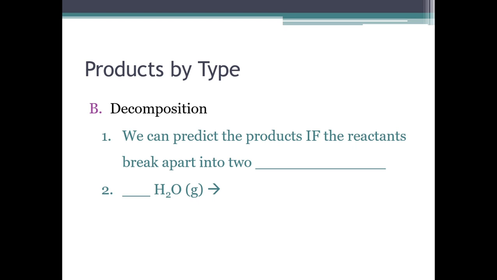Decomposition, pretty much the exact same, just the opposite. We can predict the products if the reactants break apart into 2 elements. So here we've got H2O. It's a compound. Literally the only thing it can do is fall apart because it has nothing to react with. And since we're being asked to predict the products, we know it's got to break apart into elements, namely hydrogen and oxygen. Hopefully this looks wrong to you. It should. Hydrogen is diatomic, so this should be H2. And oxygen is diatomic, it should be O2.